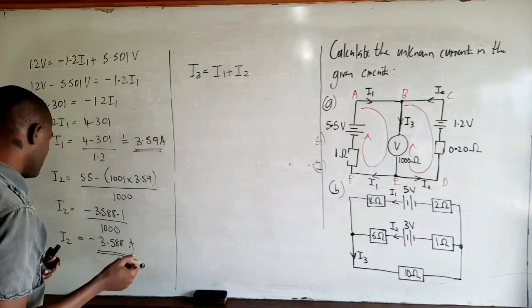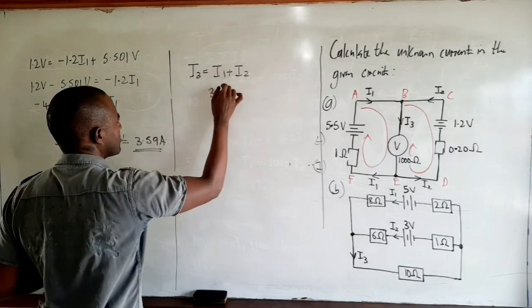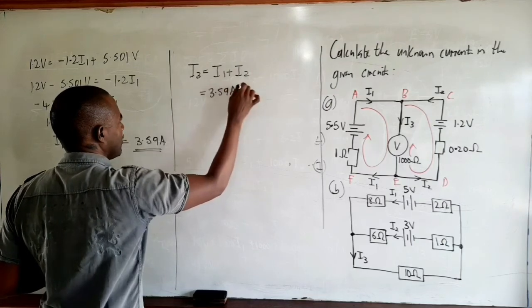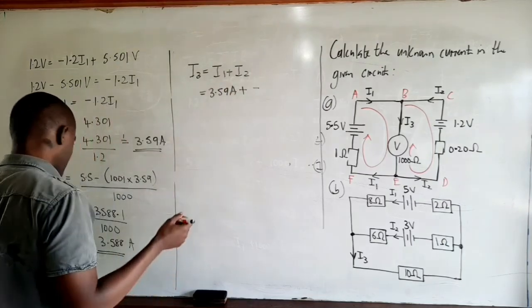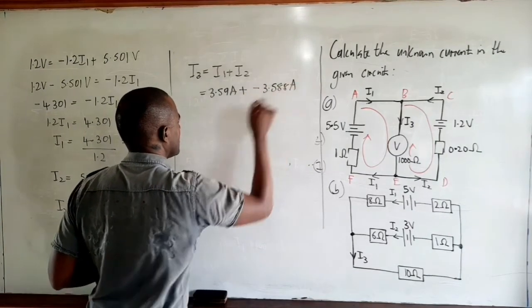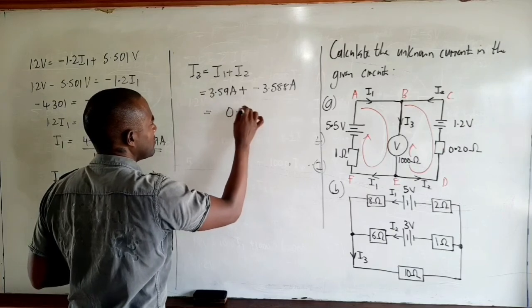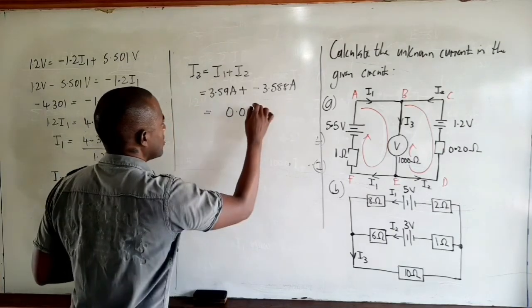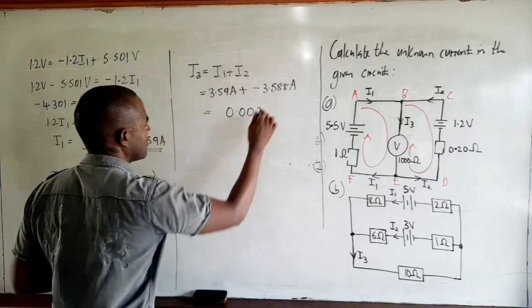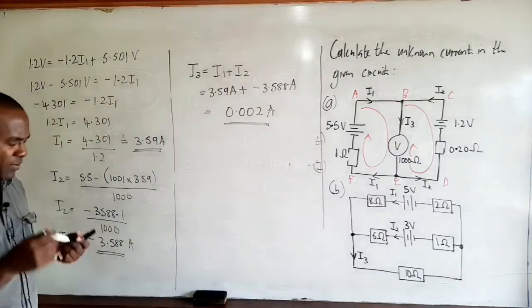So this gives us 3.59 amperes plus minus 3.588 amperes. And that gives us approximately 0.002 amperes, right? So I3 equals 0.002 amperes.